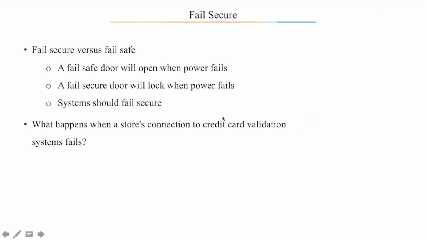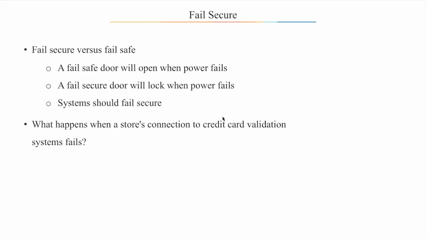Now, there's another concept called fail secure, right? Generally we say you want to fail secure versus failing safe. When building an application, as a general rule, you want to fail secure versus failing safe. So let's start with failing safe. If you have a door, and the power shuts off, instead of everything shutting down, the door is going to open. That's failing safe.